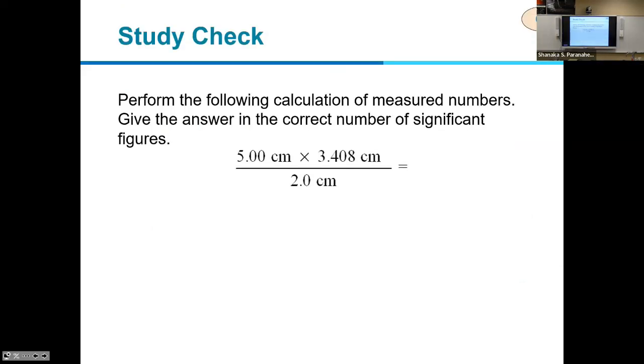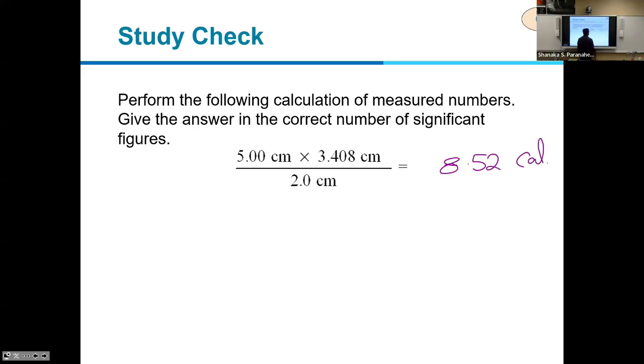What is the answer? Calculation. So when you multiply these, the calculator display is 8.52.